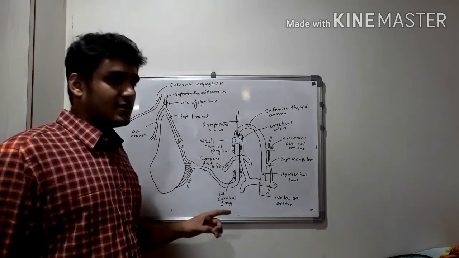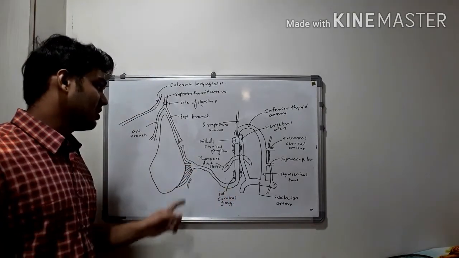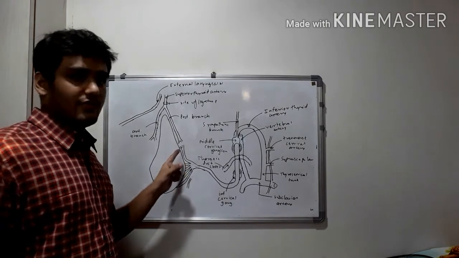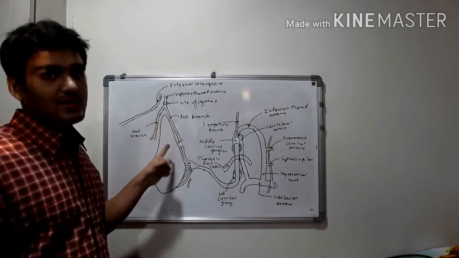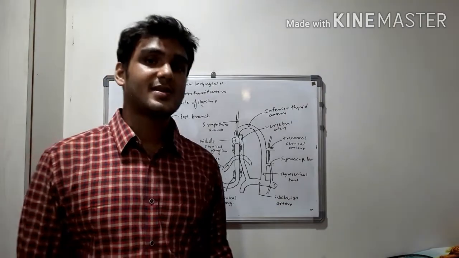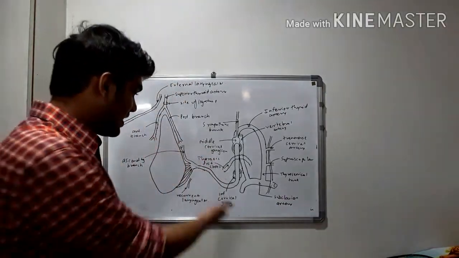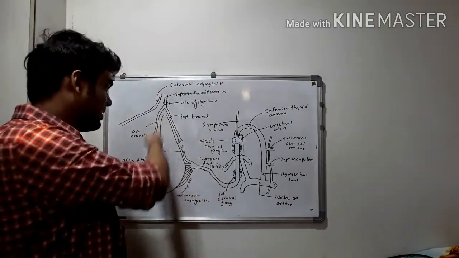So it gives off 3 and 4 branches which pierce the pretracheal fascia, and one ascending branch which anastomoses with the posterior branch of superior thyroid artery. So now let's discuss the relations of the base of thyroid gland, its posterior border and its anterior border.